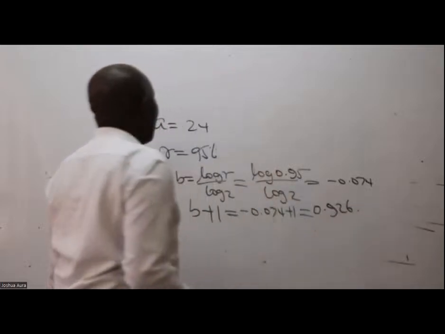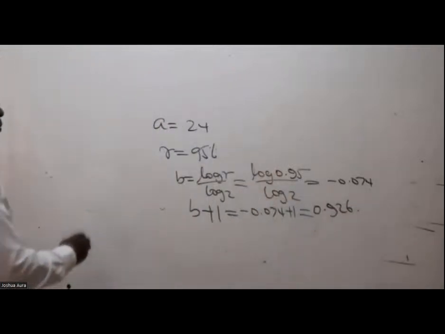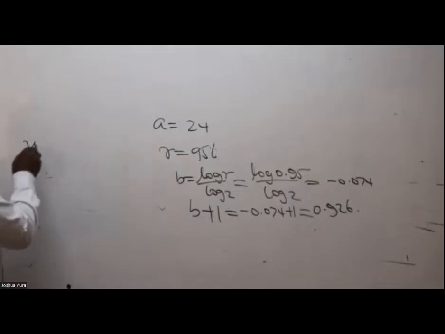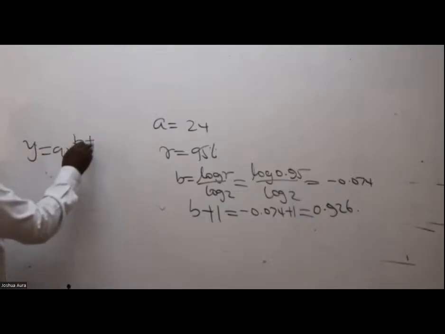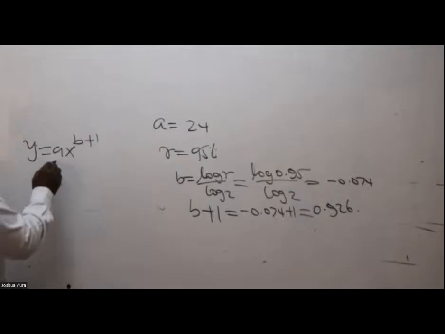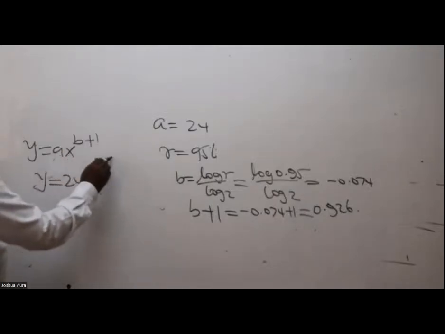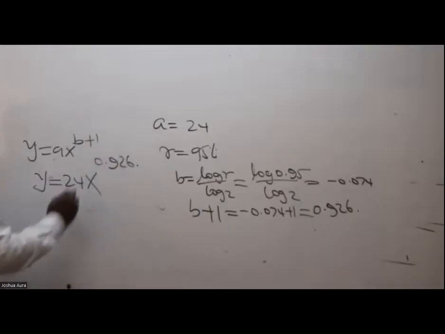But now remember that we are supposed to talk of y equals ax raised to b plus 1. So my y will be equal to a is 24, x raised to 0.926. And then now we have the time of stability. This time around, this 24 is time.